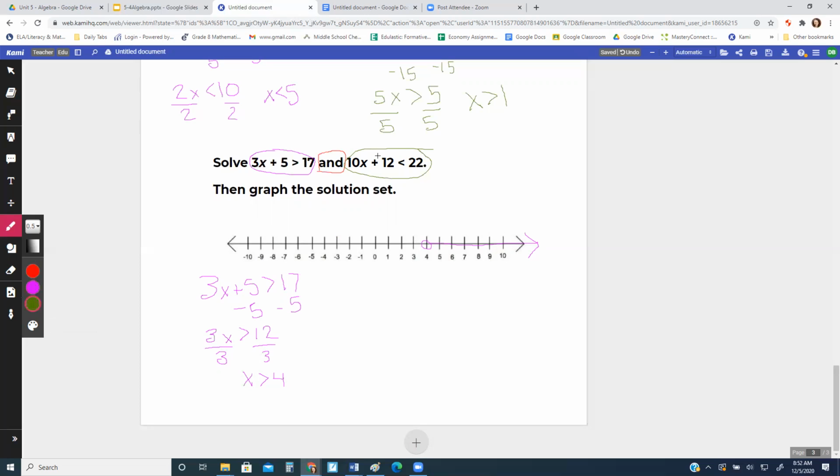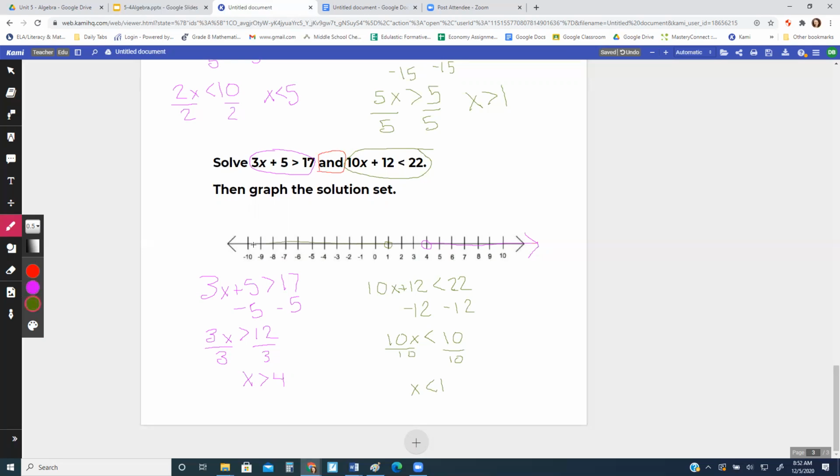All right, so we need 10x plus 12 is less than 22. Now remember, this is an and, so it has to be true for both of these or it's not true for anything. So subtract 12 from both sides. We have 10x is less than 10, since 22 minus 12 is 10. Divide both sides by 10 to get that x alone. And we have that x is less than 1. So it's not equal to 1, it's just less than 1.